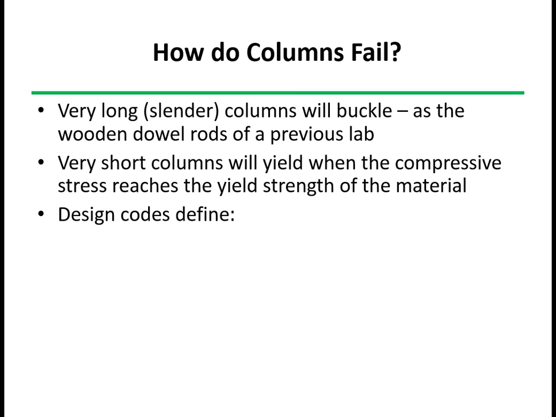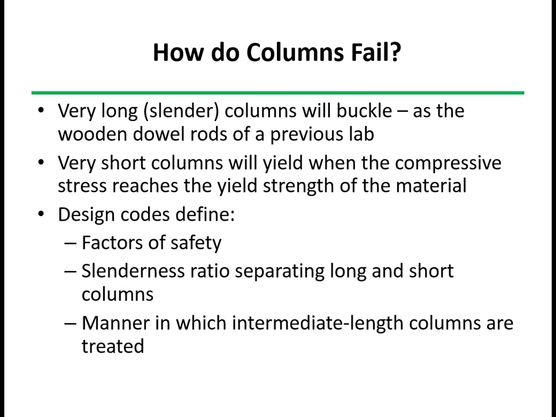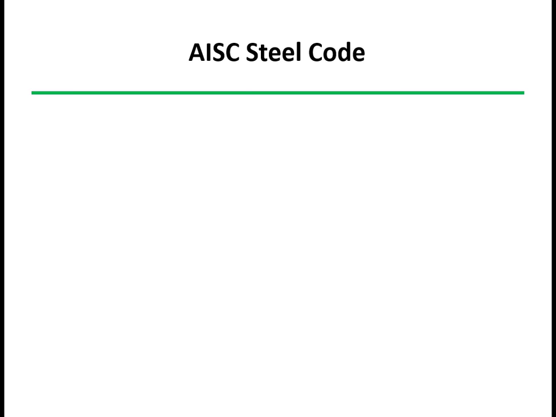Now what the design codes will do is, first of all, define the factors of safety, and also define that threshold between yielding and buckling, long and short columns. And in the case of some of them, particularly aluminum, they actually look at an intermediate length column. So they have different standards for short, intermediate, and long. The steel code that we're going to look at just divides things into short columns and long columns.